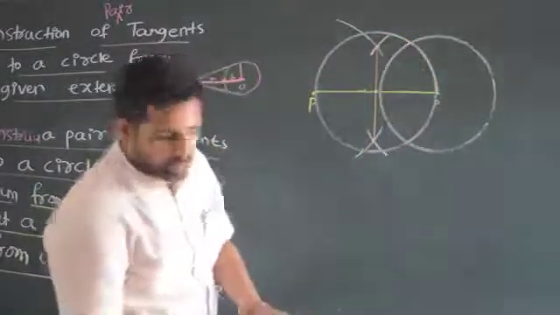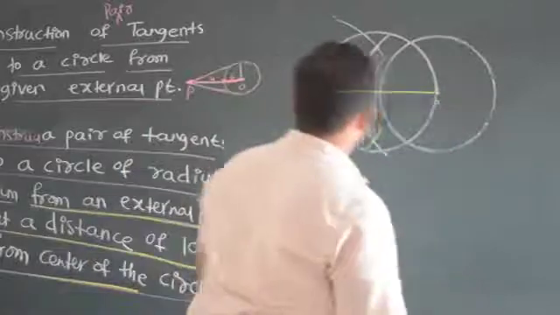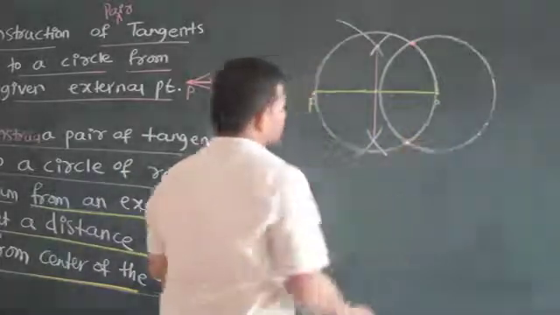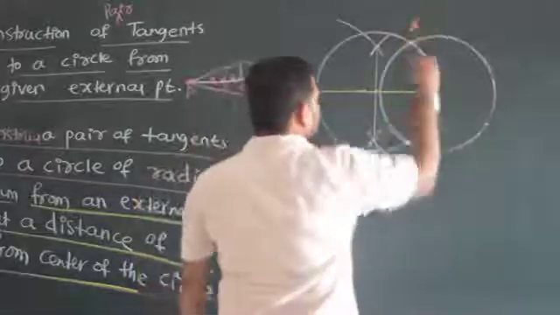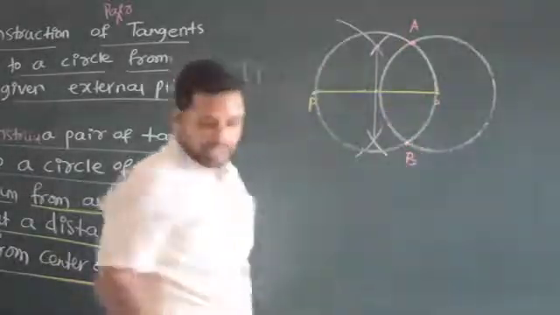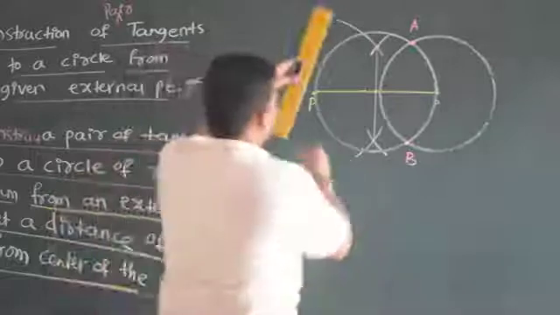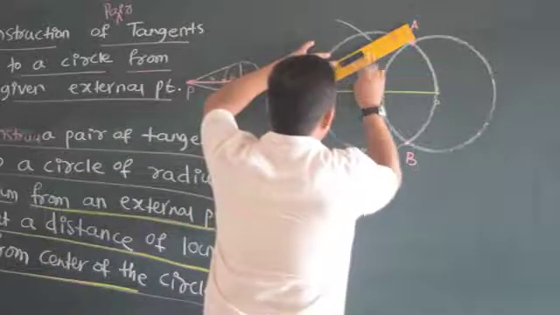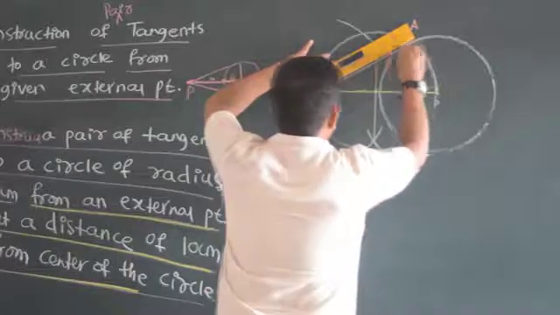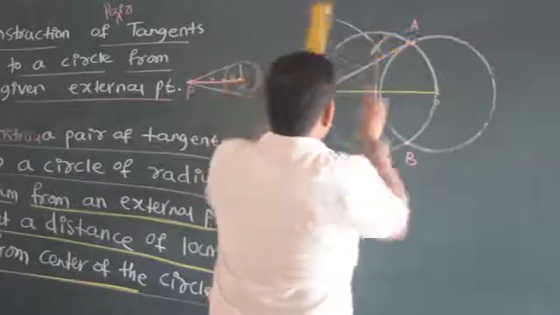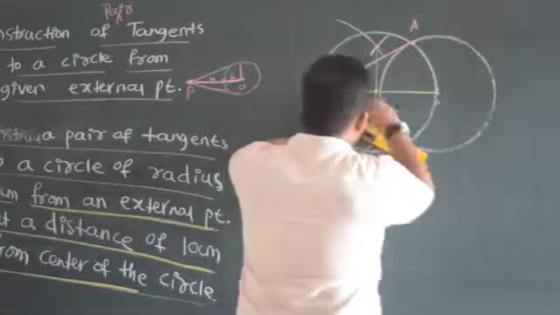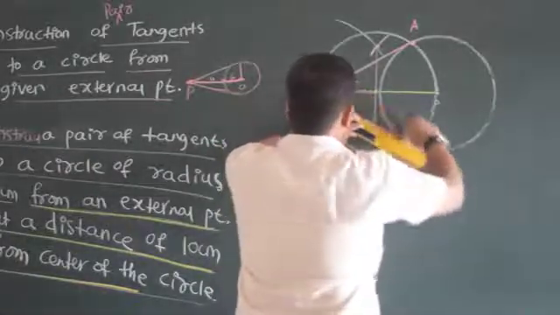Now you are getting 2 points here. Look at this, dear children. Here is one point, and here I have got one more point. So this is A, and this is B. Now you have to join P to A using a scale. That's it. This is one tangent, and again from P to B you have to join. This is one more tangent. I hope you got it, whatever I have said. Roughly I will show you one more time.